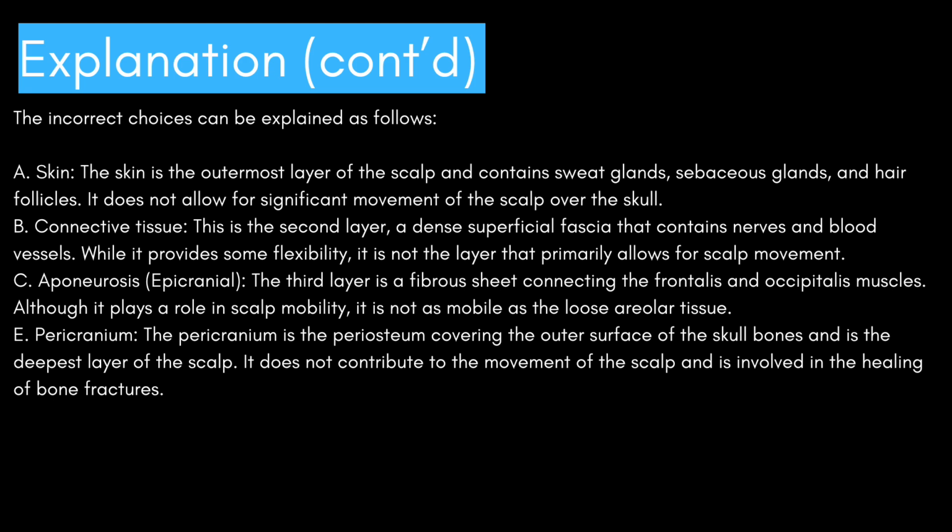C. Aponeurosis, epicranial. The third layer is a fibrous sheet connecting the frontalis and occipitalis muscles. Although it plays a role in scalp mobility, it is not as mobile as the loose areolar tissue. E. Pericranium. The pericranium is the periosteum covering the outer surface of the skull bones and is the deepest layer of the scalp. It does not contribute to the movement of the scalp and is involved in the healing of bone fractures. All right, now that we have covered this question, let's move on to look at the next question.